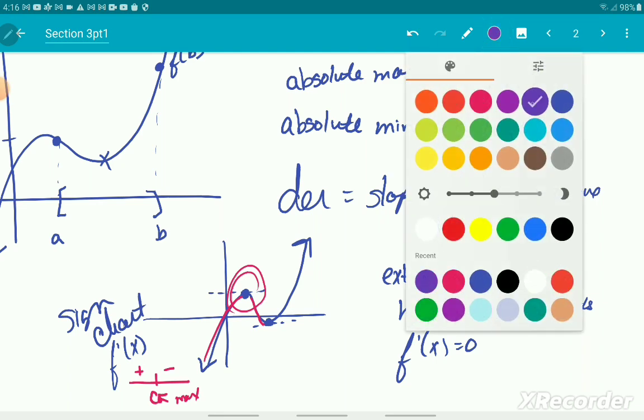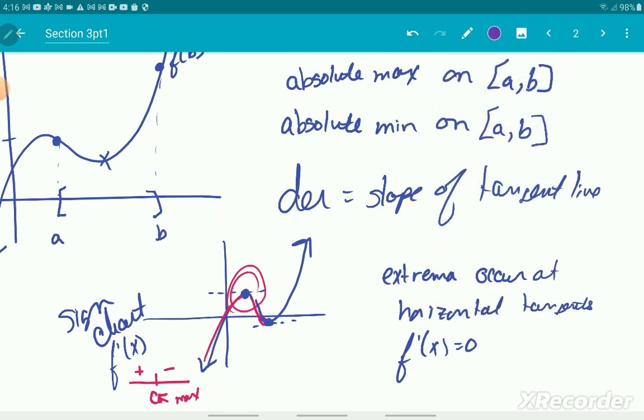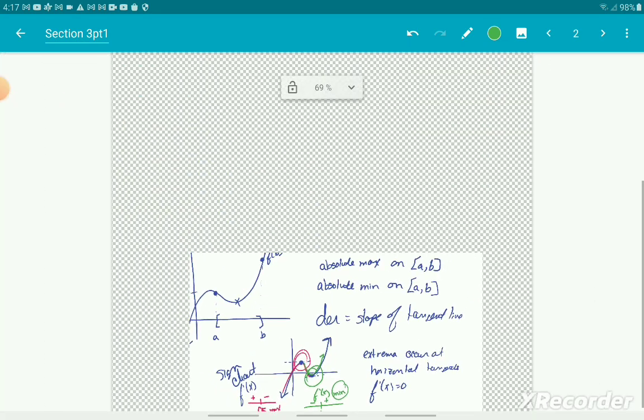Now, if we are decreasing and then increasing, our sign chart would look like this, decreasing and increasing. And anytime we decrease then change to increase, we're going to have a minimum on that graph. So we'll be able to use the slopes of the tangent line and the derivative to tell us whether we're increasing or decreasing.